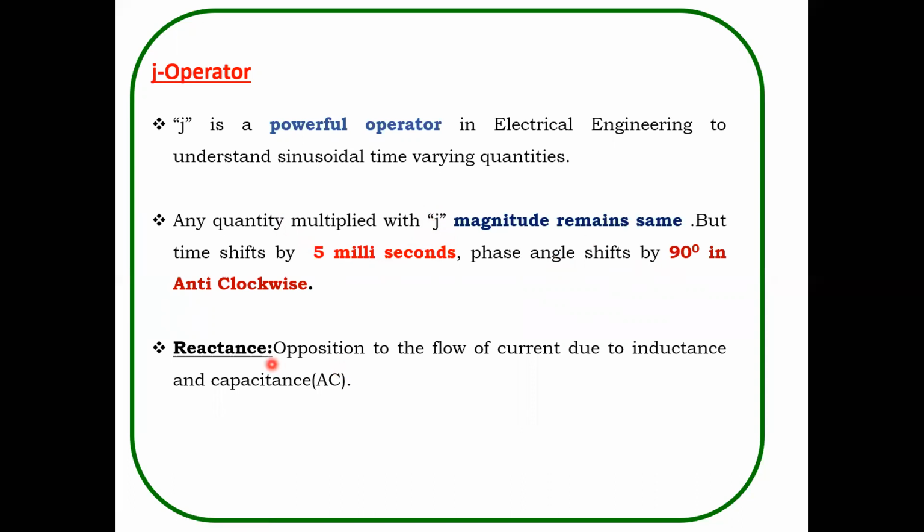Another new one, reactance. Reactance is similar to resistance, but we know that resistance is opposition to the flow of current. That one is for DC quantities, whereas this one is for AC quantities, mainly inductance and capacitance. We learn this one further.